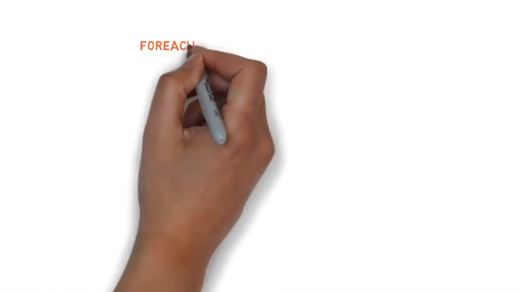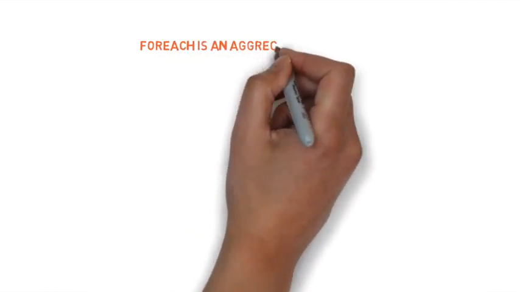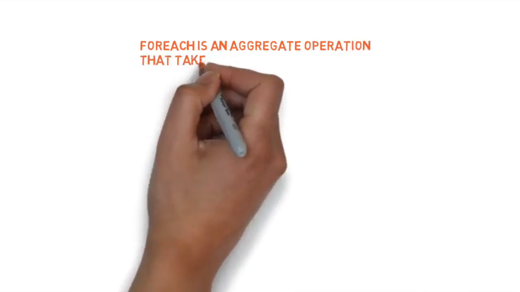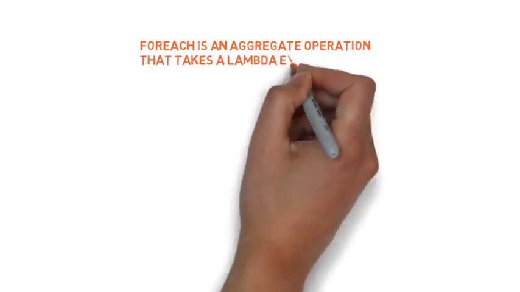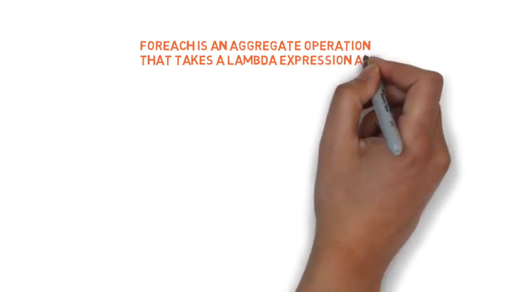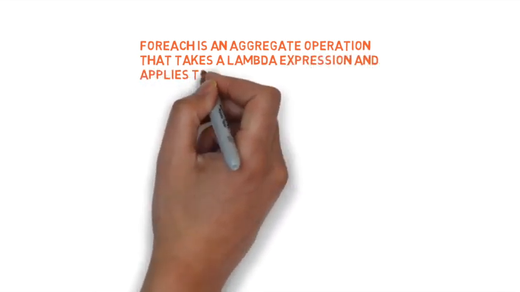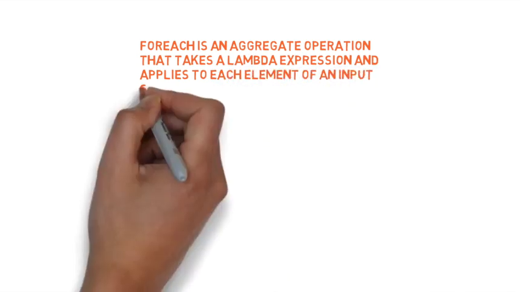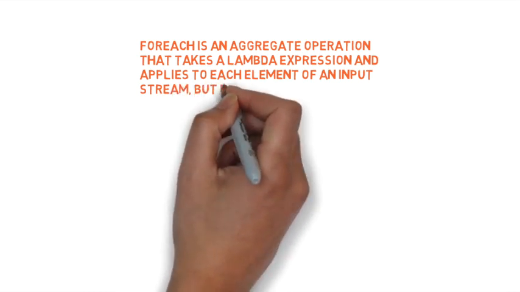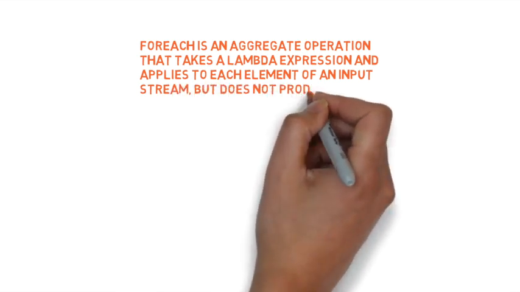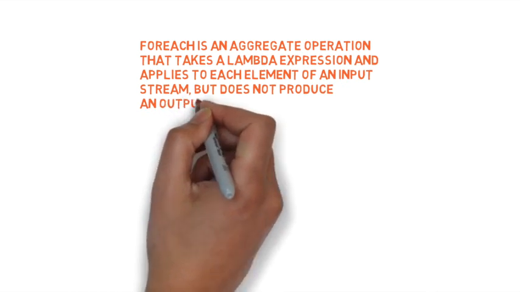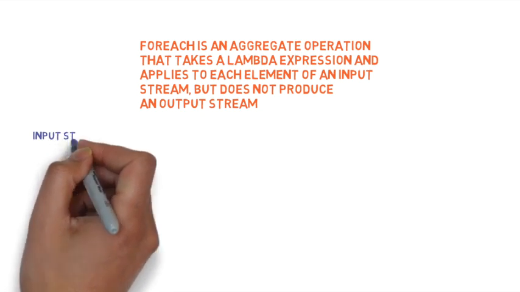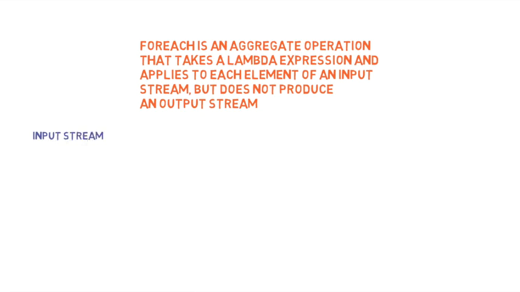Let's take a look at the last standard aggregate operation, which is the for each. For each also takes in a lambda expression and applies it to every element of the input stream. It works exactly like the map. However, the important difference is that it does not produce any output stream. So for each simply swallows all the elements, and it is usually the terminating lambda expression in this entire conveyor belt of streams of objects.